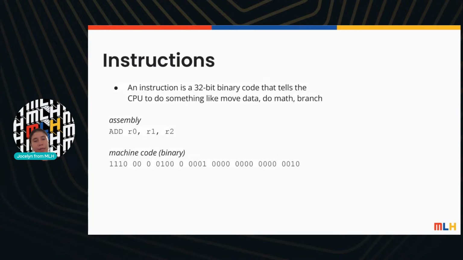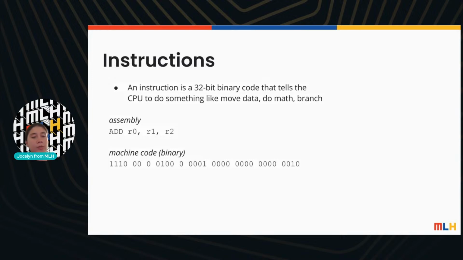Okay. And then going back to the relationship between binary code and how it actually executes. An instruction, and that's something that you are sending into your code, is nothing more than a 32-bit binary code that tells the CPU what to do. For example, move data, do some specific math, turn on a specific LED, do a comparison, or so on.